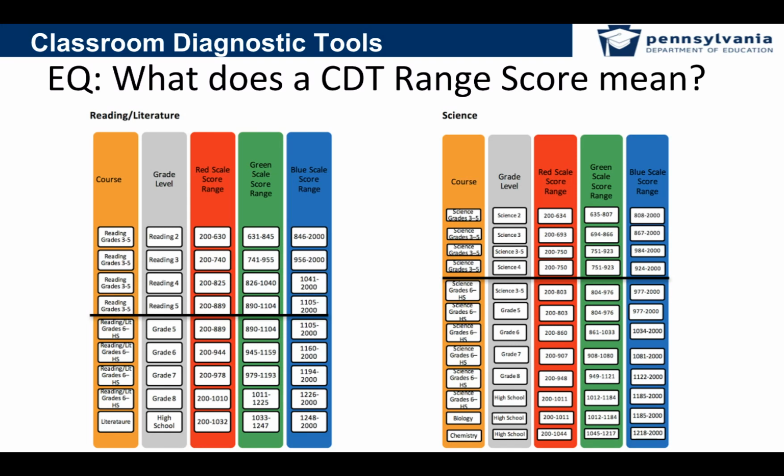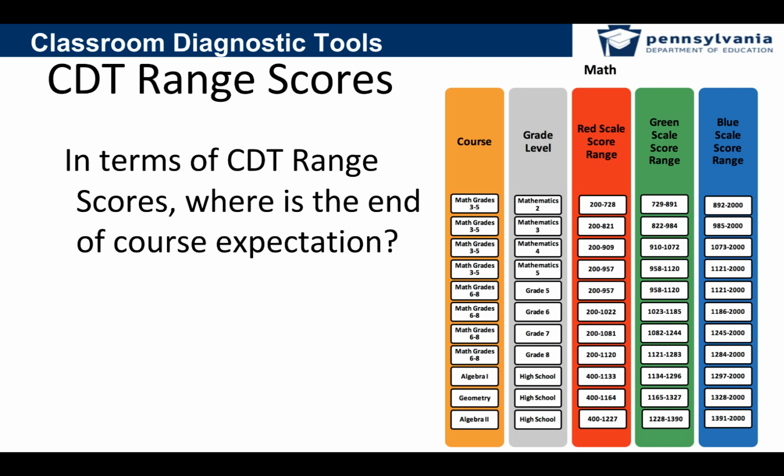You move over to the actual scores. These scores can be reported for a total score as well as a score in each of the diagnostic categories per content area test. So the scores could fall into a red range, a green range, or a blue range.